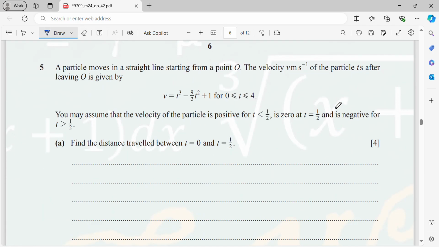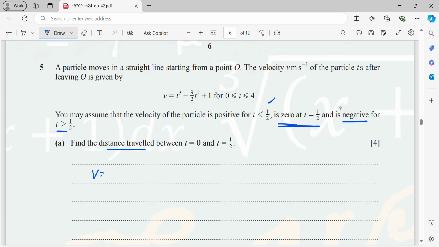Okay, next question number 5. A particle moves in a straight line starting from a point O. The velocity v of the particle, t seconds after leaving O, is given by the expression. Now you may assume that the velocity of the particle is positive for t less than half, is 0 when t equals half, and is negative when t is greater than half. Find the distance traveled between t equals 0 and t equals half.